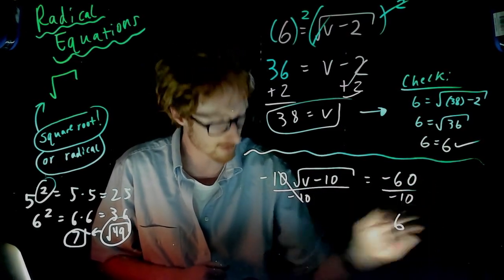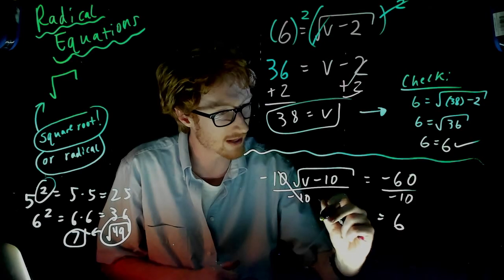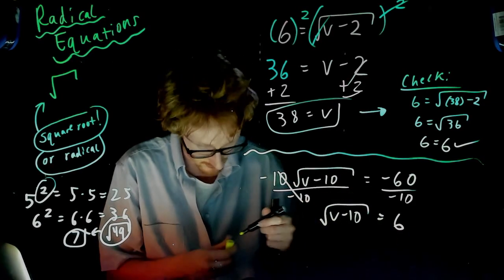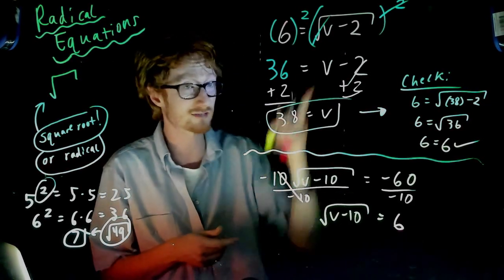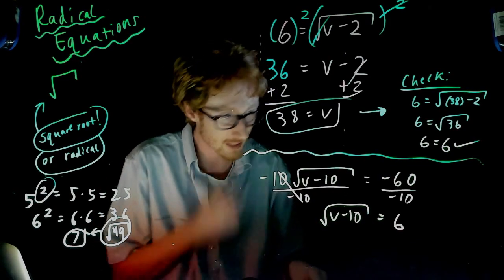So this will be 6 over here. And then look at there. Now we have our square root of v minus 10 by itself. And this one actually looks kind of similar to the other one. So again, how do I get rid of the square root?